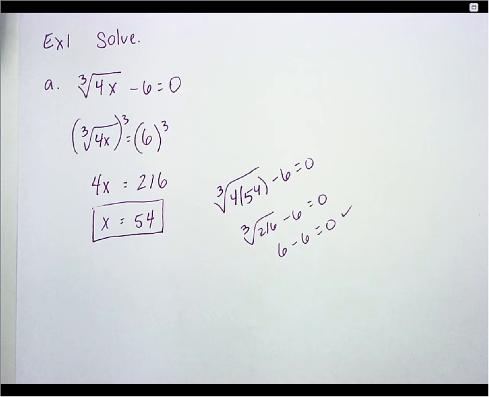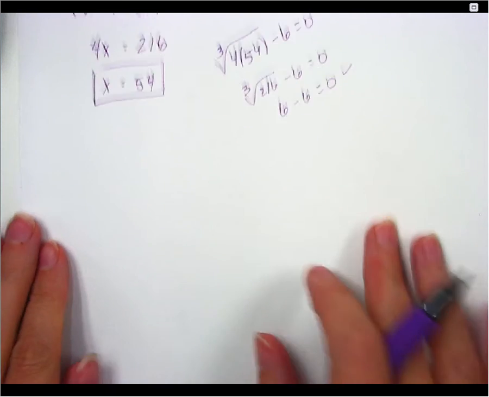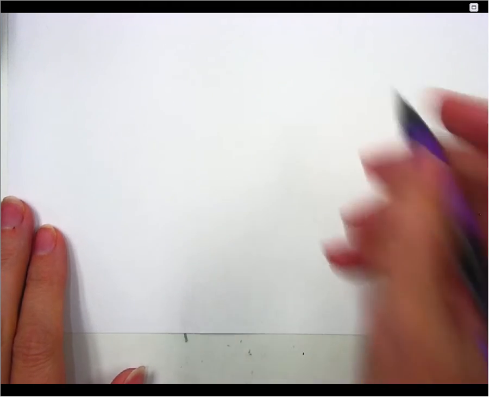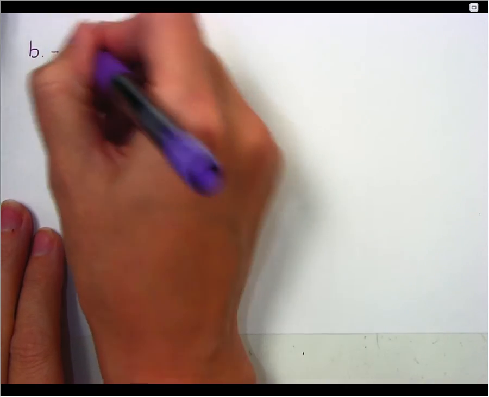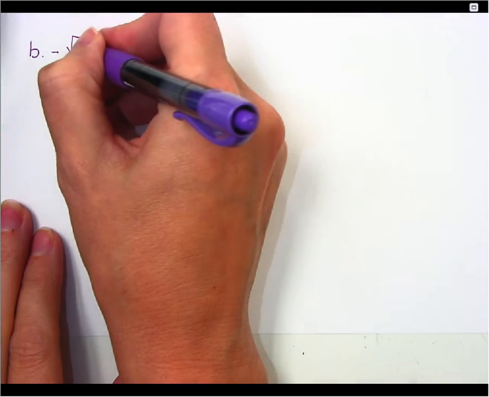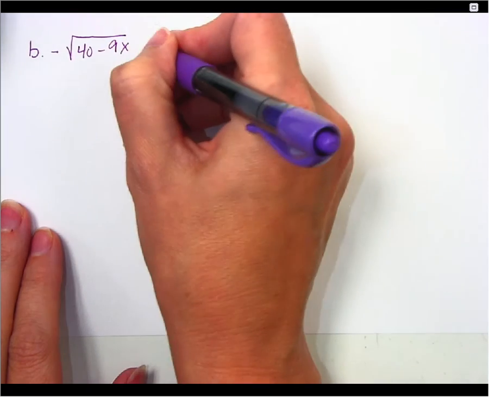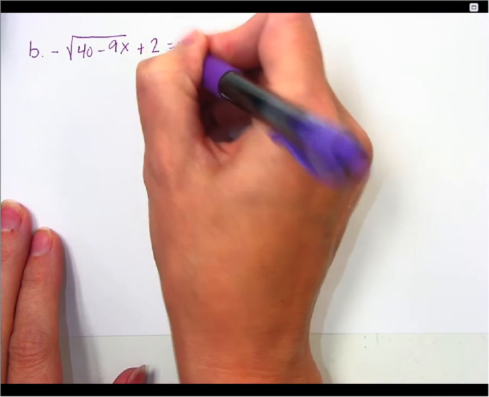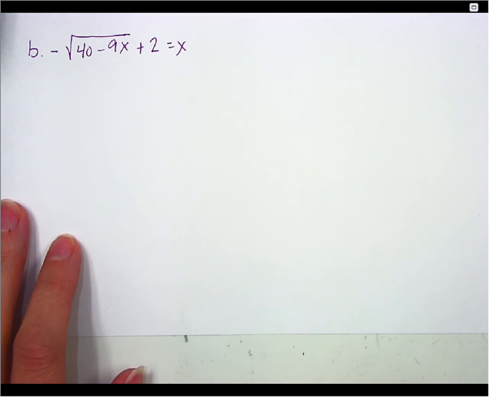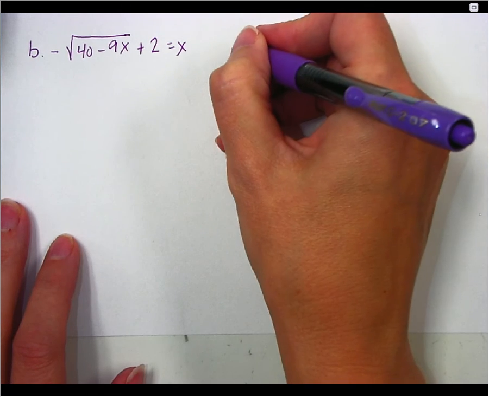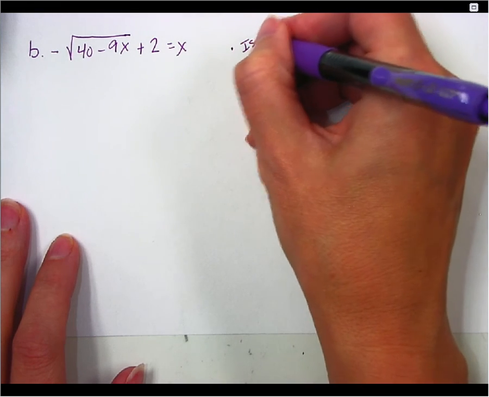All right, the next one we're going to do is a big step up from that one. So for b, our equation is the negative square root of 40 minus 9x, plus 2, equals x. Eventually we are going to have to square both sides to get rid of the square root, but we're nowhere close to ready to do that yet. Before you do that step, you always want to isolate the radical.